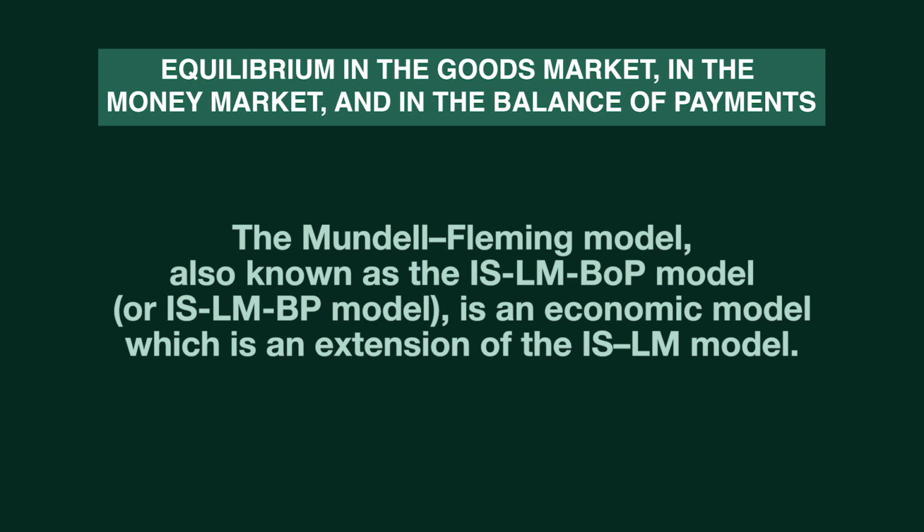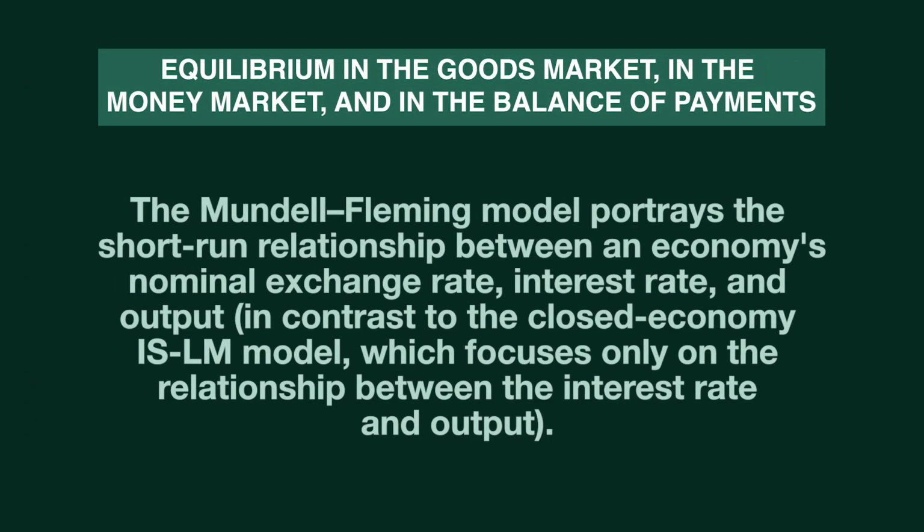We had earlier studied the ISLM model for a closed economy, where there was no foreign trade. The Mundell-Fleming model moves one step ahead and takes into account the foreign market as well. Now, the Mundell-Fleming model shows a short-run relationship in an economy for the interest rate, the exchange rate, and the output, which the closed economy ISLM did not look into. The closed economy ISLM mostly focused on the interest rate and the output.